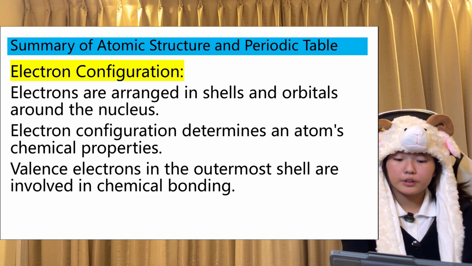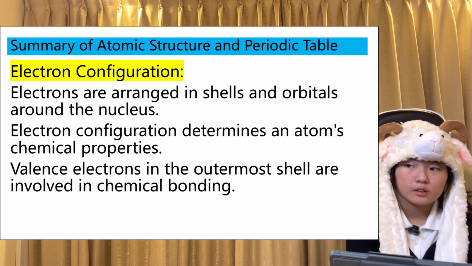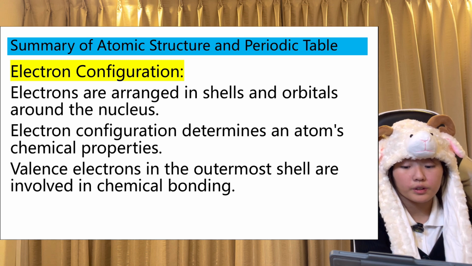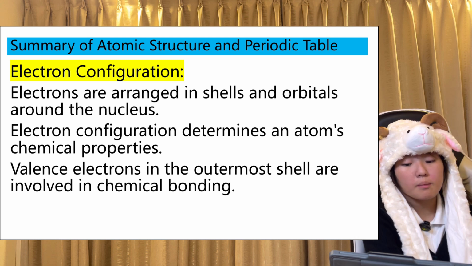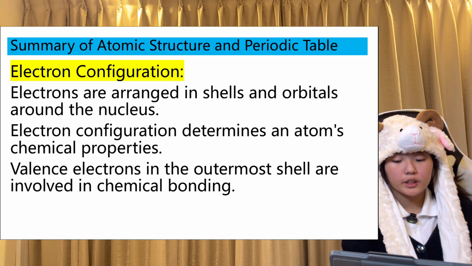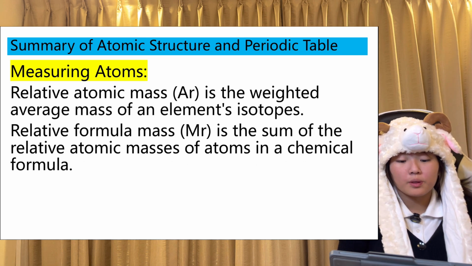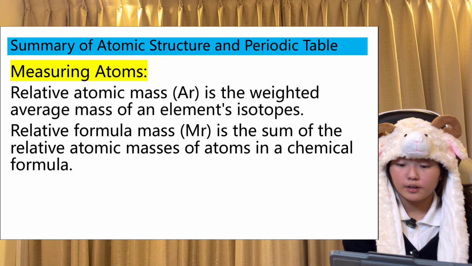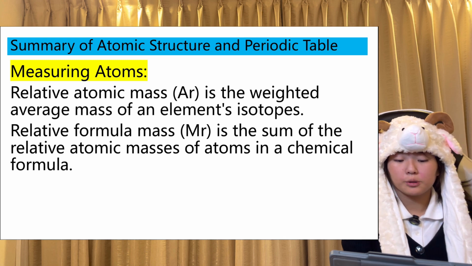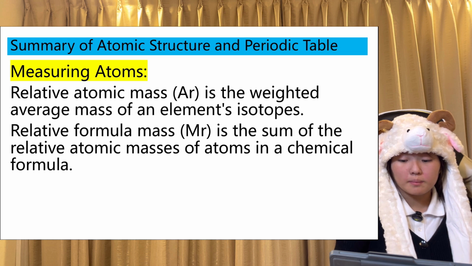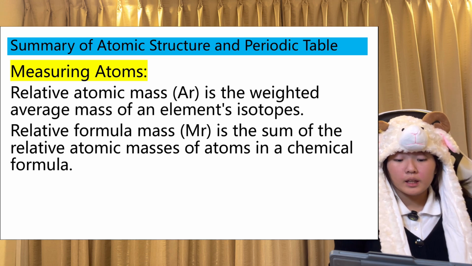The electronic configuration means electrons are arranged in shells and orbitals around the nucleus. Electronic configuration determines an atom's chemical properties. Valence electrons in the outermost shell are involved in chemical bonding. You measure atoms with a relative atomic mass, Ar, the average mass of an element's isotopes. A relative formula mass is the sum of the relative atomic masses of atoms in a chemical formula.